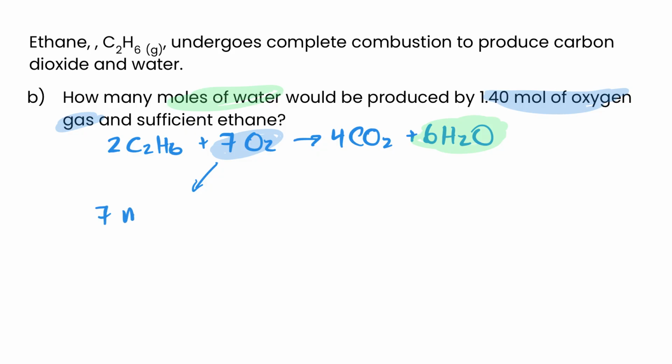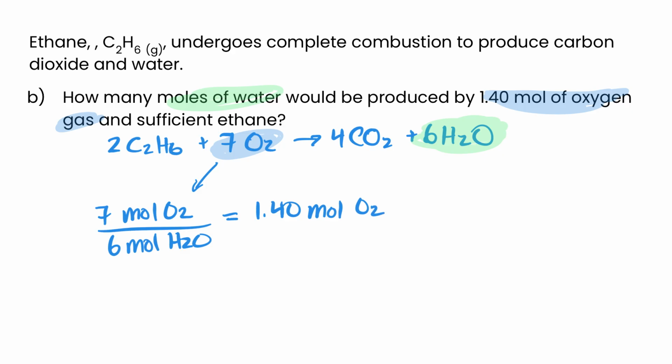So we've got 7 moles of O2, and we got 6 moles of water. That's from our balanced chemical equation. And we're given 1.40 moles of oxygen. And we're trying to find the moles of water. Double check, O2 is on top, both waters are on the bottom, so we're good to go.